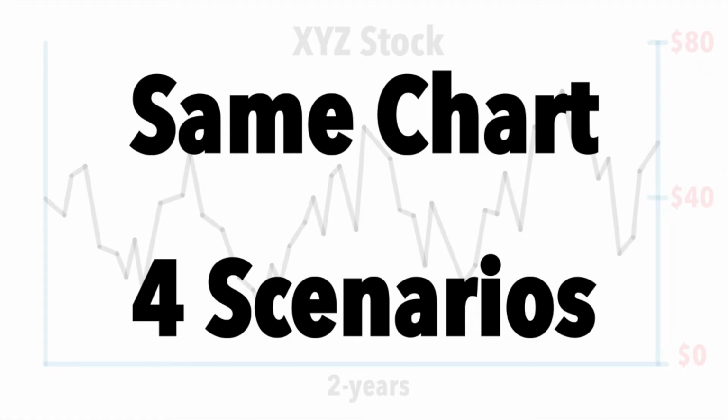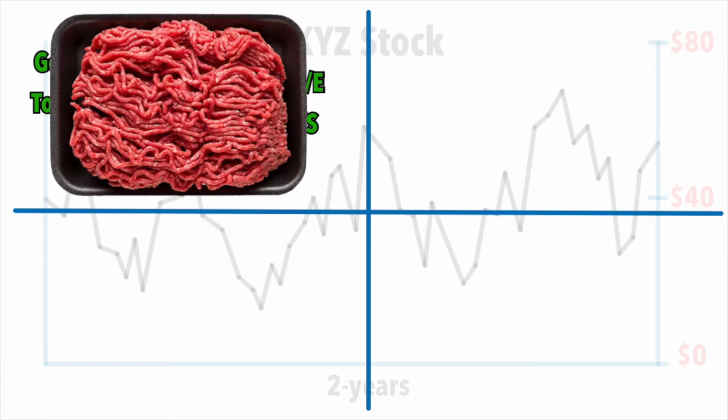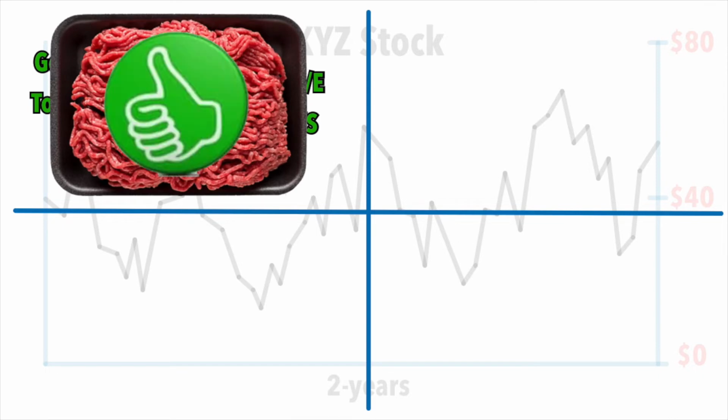In the first scenario, the business is strong. It's a standout in the industry and there's lots of growth ahead. We're paying $20 for $1 of net income, or a 20 PE, and $4 for $1 in net revenue, or a price to sales ratio of 4. This stock might be a great buy. It's low risk. We're buying high quality ground beef for $2.50 a pound.